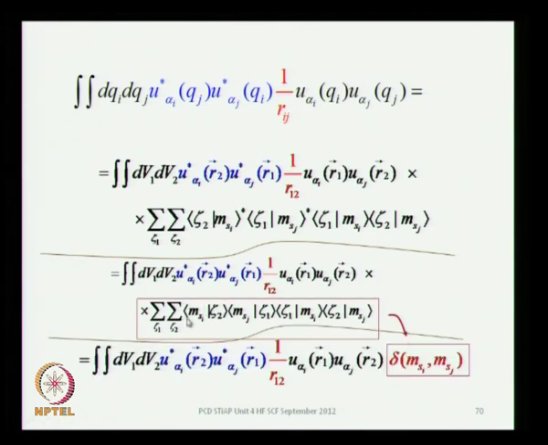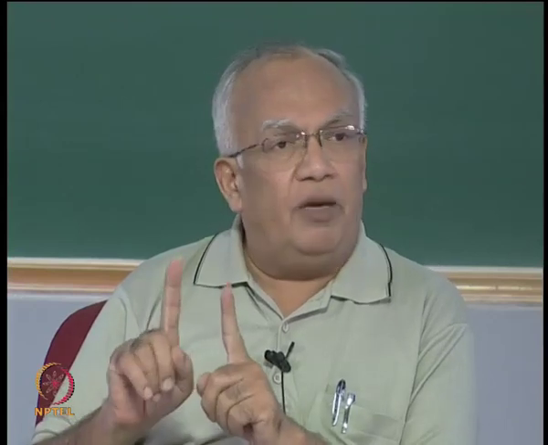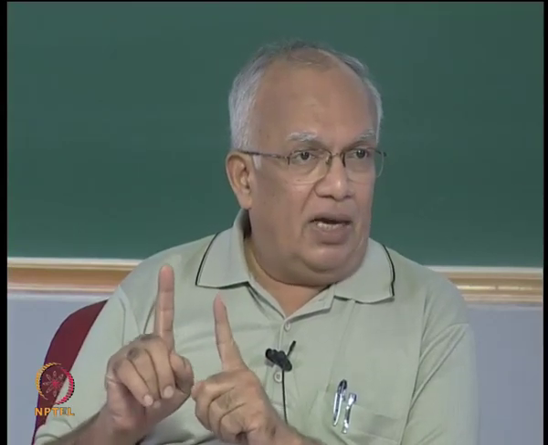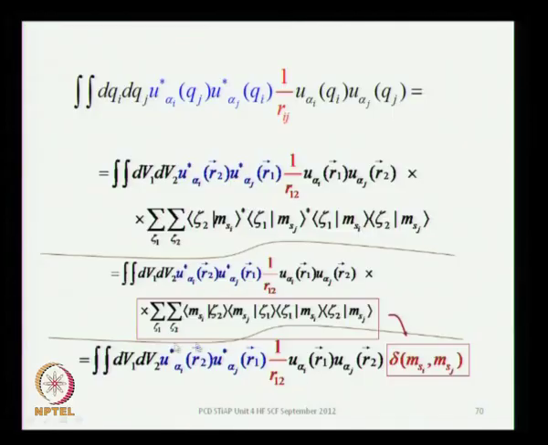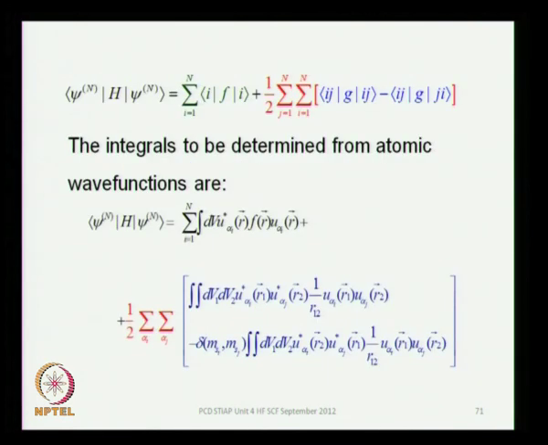So, from the summations over the spin variables, you get a Kronecker delta, which means that you have to take into account this term only when the spins are parallel, right. So, this is the delta MSI, MSJ. If both the spins are parallel, then the rest of it is just this space integration. So, we get a huge amount of simplification by separating the summations over the spin variables.